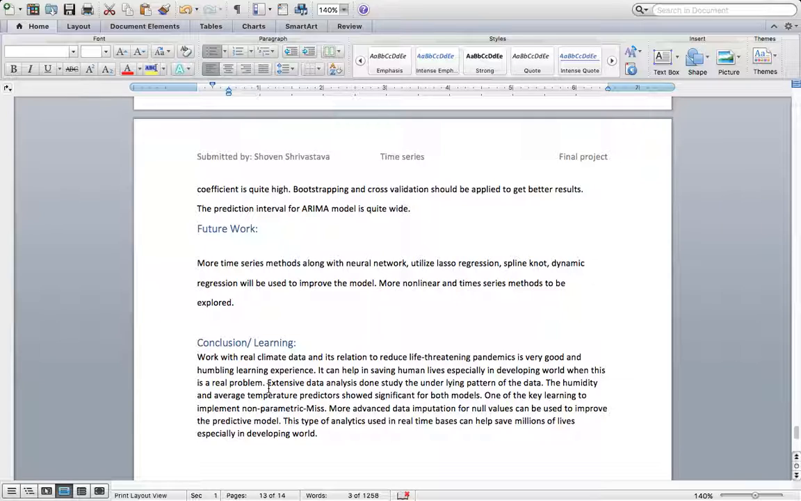In conclusion, working with real climate data and its lessons to reduce the life-threatening pandemic is a very good learning experience. It can help save human lives, especially in the developing world where this is a real problem. The humidity and average temperature predictors showed significant for both the models. One of the key learnings is to implement non-parametric methods. More advanced data imputation for null values could have been used, which I'll do in the future. Thanks.